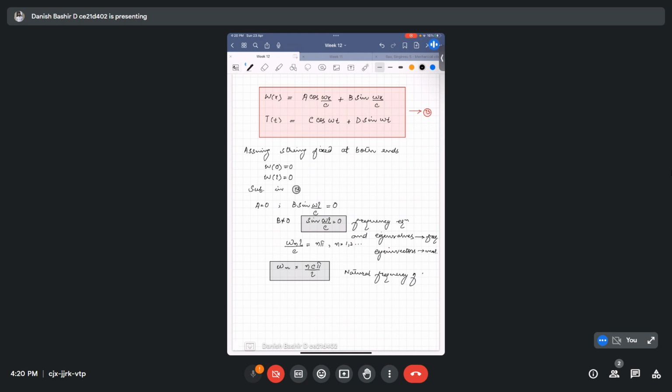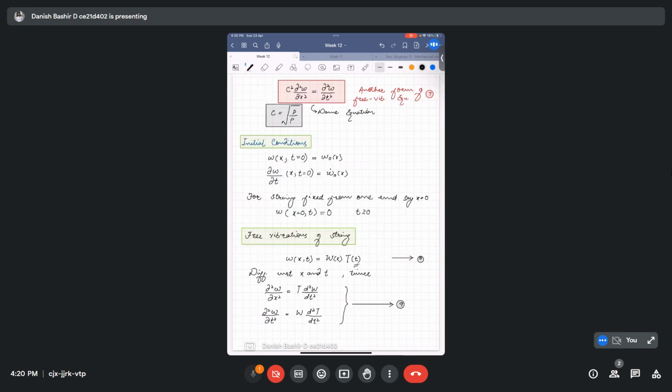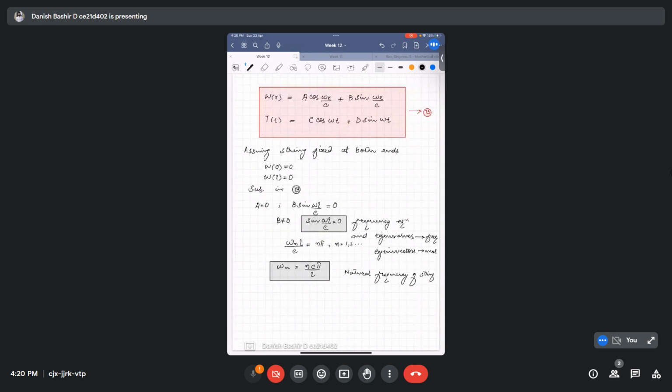So if we substitute these values back into w of n x comma t, which is a composite of w of x, and t of t, like here. If we substitute these back, we can get for the nth mode the transverse displacement w of n comma x comma t, which is a function of both. We can write that as the nth mode displacement along x and the nth mode in t.